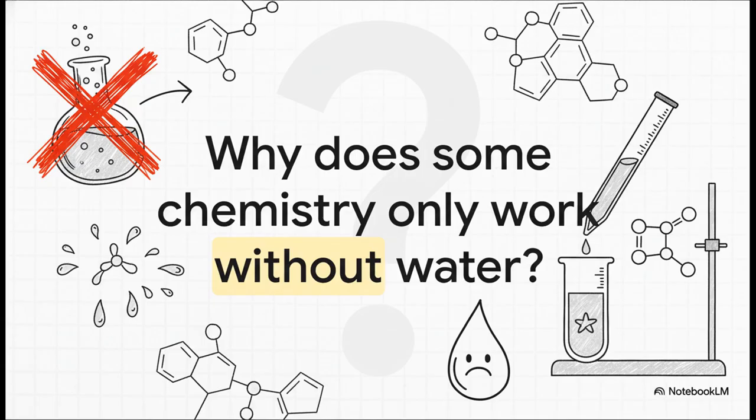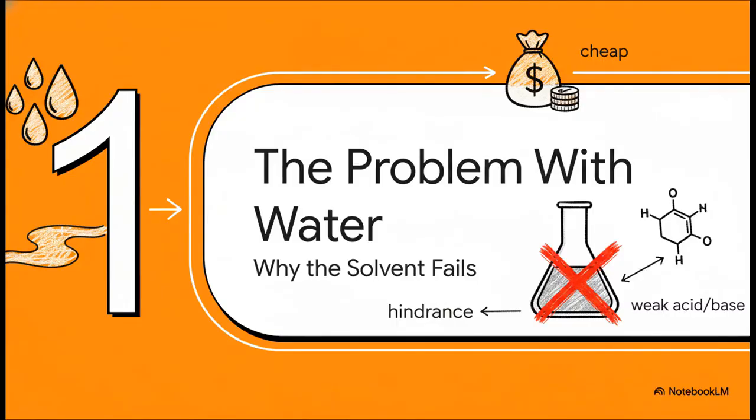I mean, it's the solvent, right? Well, to get why, we've got to look at the problem with water itself. Turns out, the universal solvent isn't so universal after all. It has a pretty big blind spot. Look, water is a superstar in the chemistry world, no doubt about it. It's everywhere, it's cheap, and it dissolves tons of stuff. But, and this is a big but, for some chemicals, especially those really weak acids and bases, water actually makes things worse. It gets in the way.